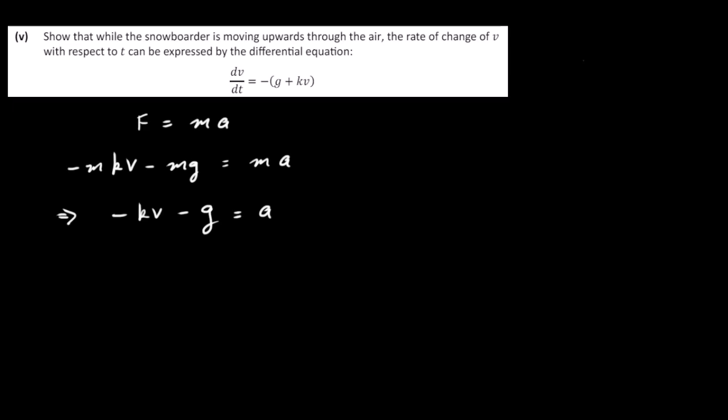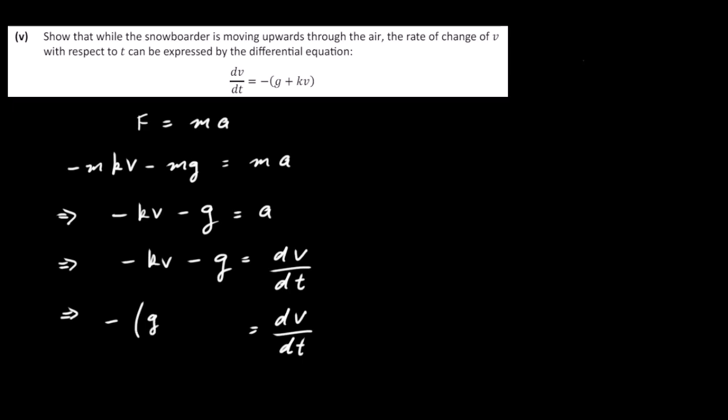Now a is just dv/dt. So minus kv minus g is just dv/dt, the rate of change of velocity with respect to time. So we've just got to take that minus out. So dv/dt is equal to minus g, we put the g first because that's the way they have it in the question, and then plus kv. And that's it. That's all we had to do.